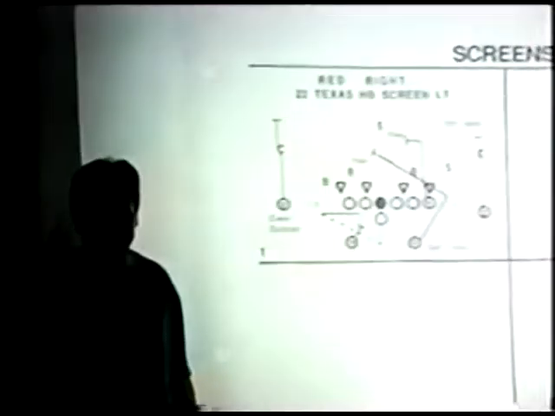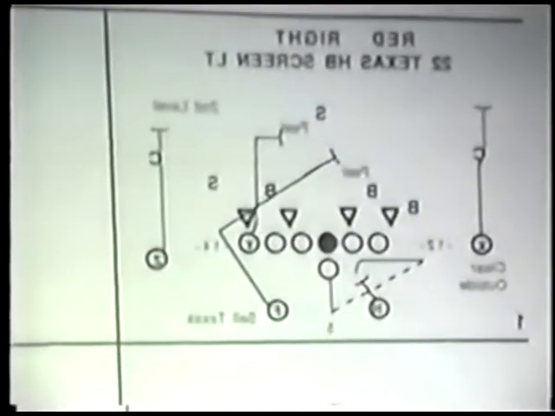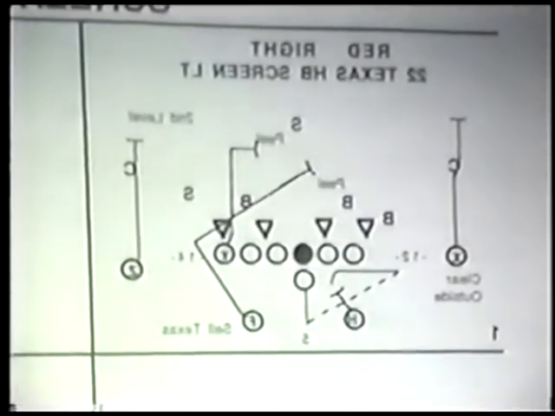This is going to be a huge play for us. All the screens, all right? If we flip it over, it'll simply be red left, 23 Texas, halfback screen right. Got it? Big blocks downfield, receivers. Any questions on this particular screen? The basic screen. Sell the Texas, screen away. Okay, let's take a look at it.